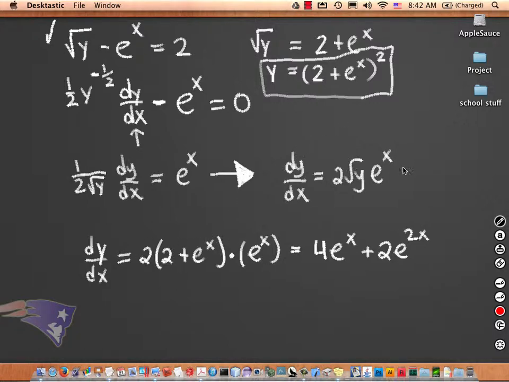Now let's show that this is exactly the same thing. What is the square root of y? Well, it's the square root of this, right? So it's just 2 plus e to the x. So what I'm left with here is 2 times 2 plus e to the x times e to the x. You distribute the 2, 4 plus 2e to the x. Then I distribute the e to the x, and I get 4e to the x plus 2e to the 2x. We've already seen that that becomes this exactly. So that's the implicit derivative right here. It is definitely equal to the explicit once you know that y is a function of x. So they are indeed the same. Check.